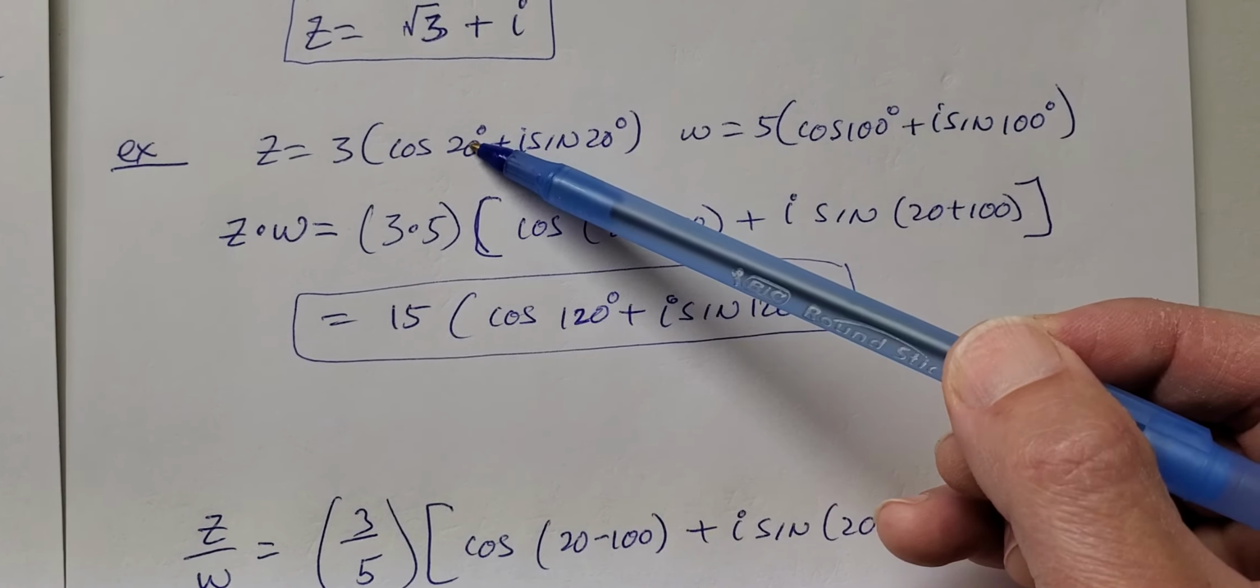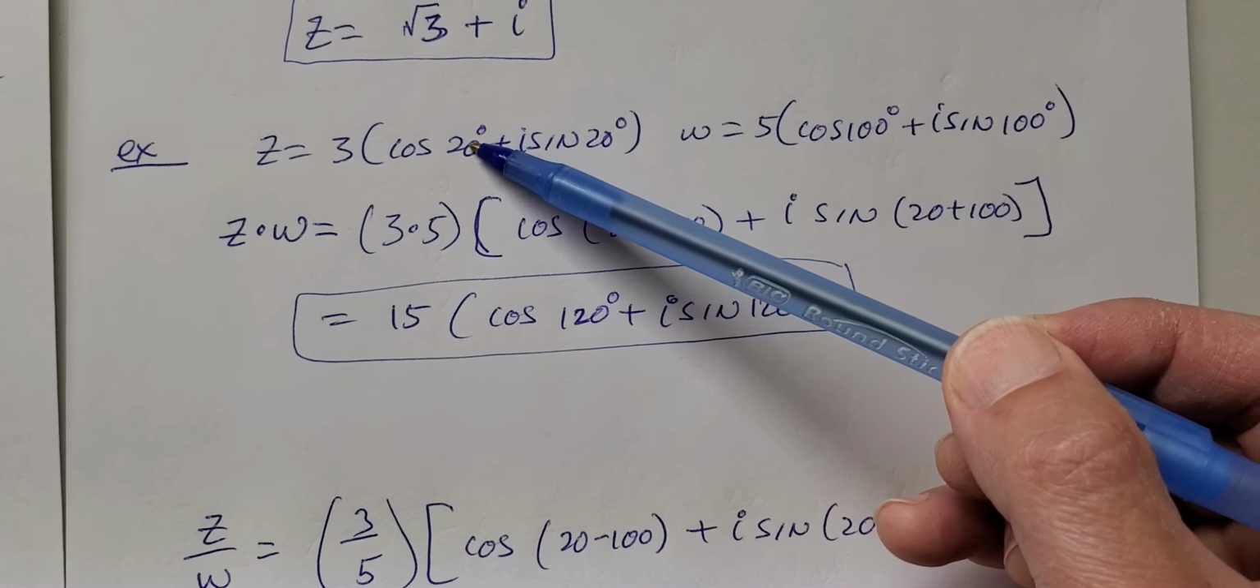Now divide is just the opposite. So 3 divided by 5. In division, we subtract, so 20 subtract 100. Same thing over here. 20 subtract 100 is negative 80. But we don't want the negative degree. We want a positive degree. So 360 subtract 80 gives me 280 degrees.